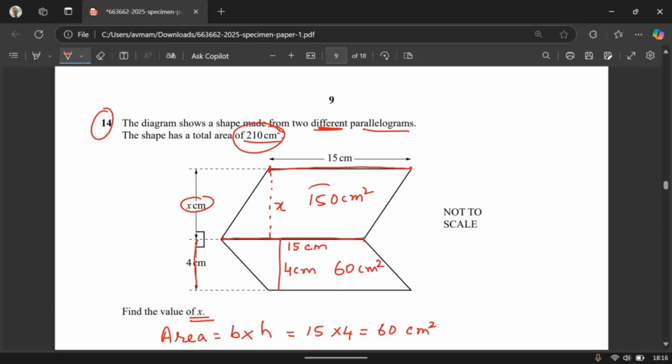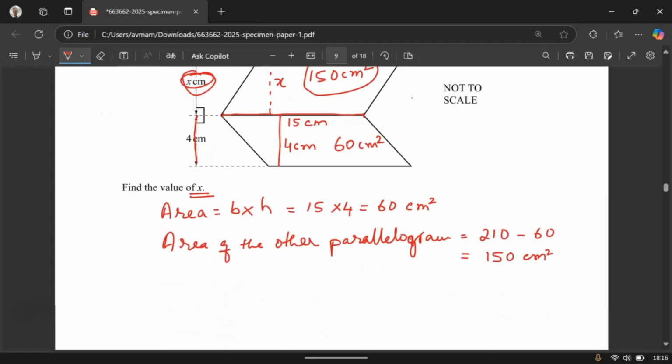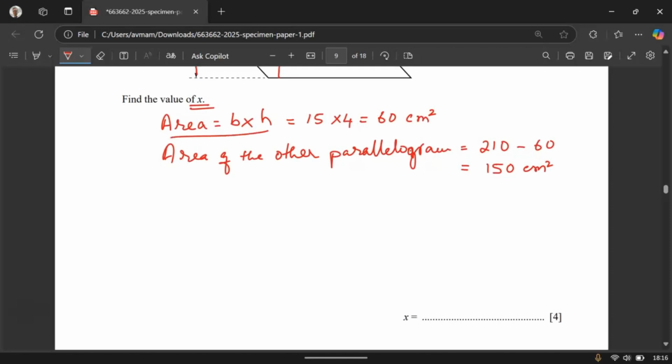Now when you know the area and one of the sides, how will you find the height of the parallelogram? We know the area is given by this formula, base times height. So area is 150 and base is 15, and then we need to find the height, in this case x. Okay, so x is equal to 150 divided by 15, and that's going to give us 10 centimeters.